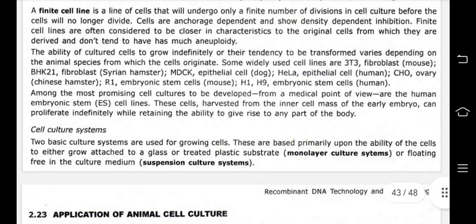A finite cell line is a line of cells that will undergo only a finite number of divisions in cell culture before the cell will no longer divide. Cells are anchorage dependent and show density dependent inhibition. Finite cell lines are often considered to be closer in characteristics to the original cells from which they are derived and don't tend to have as much aneuploidy.